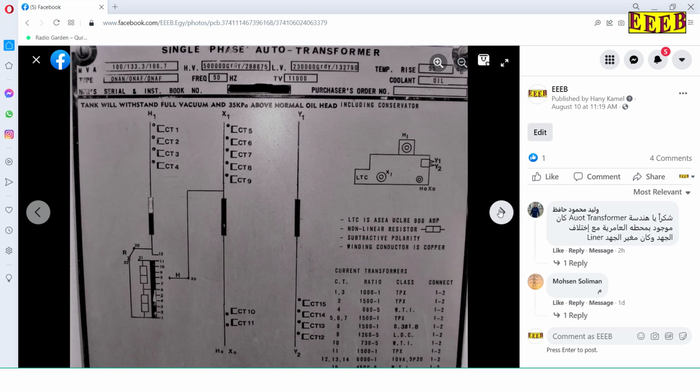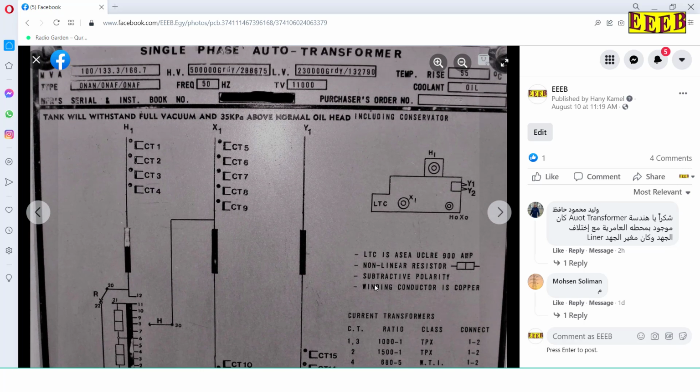From the nameplate, we can see it is a single phase auto transformer. So this is one phase bank from a 3-phase transformer, and the power mentioned here is only for one phase. We can see the megavolt ampere is 100 at ONAN, 133.3 at ONAF1, and 166.7 at ONAF2. So the total one phase rated power is 166.7.